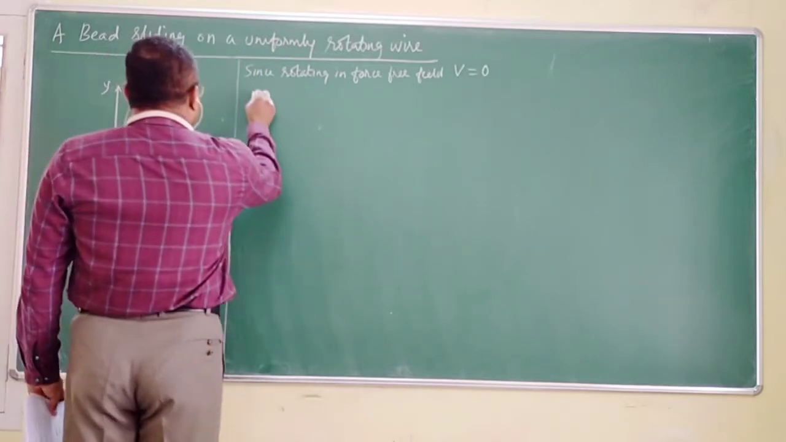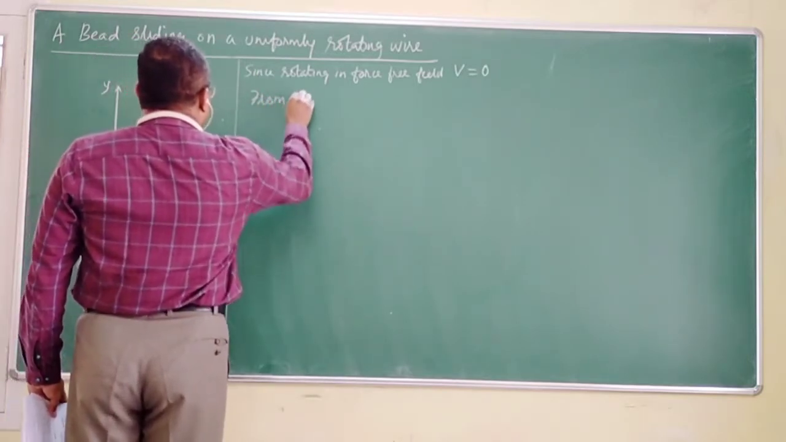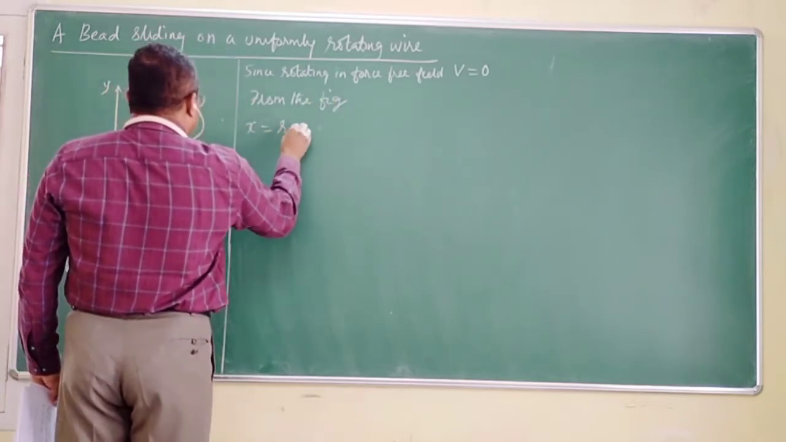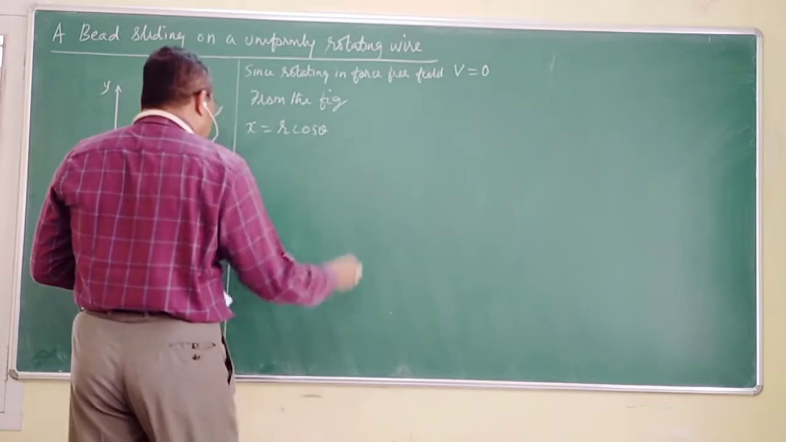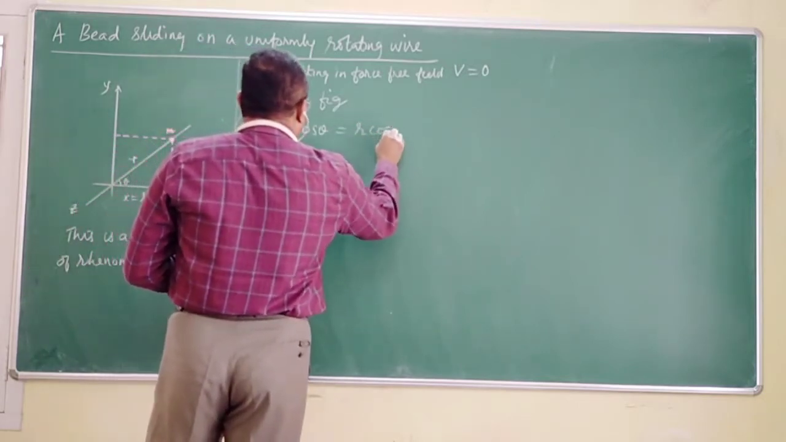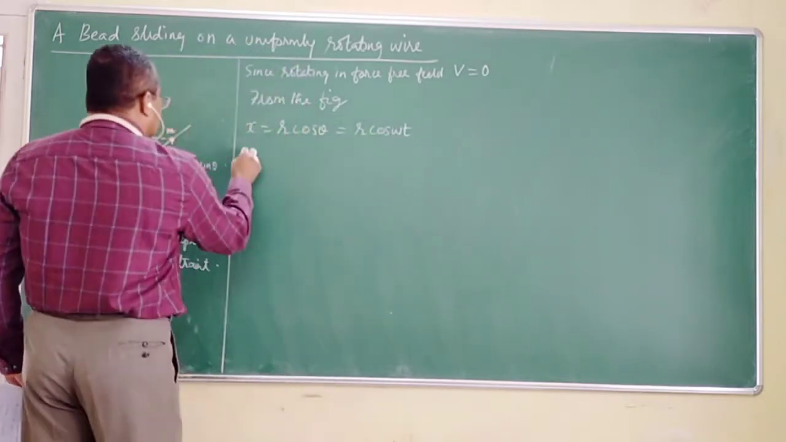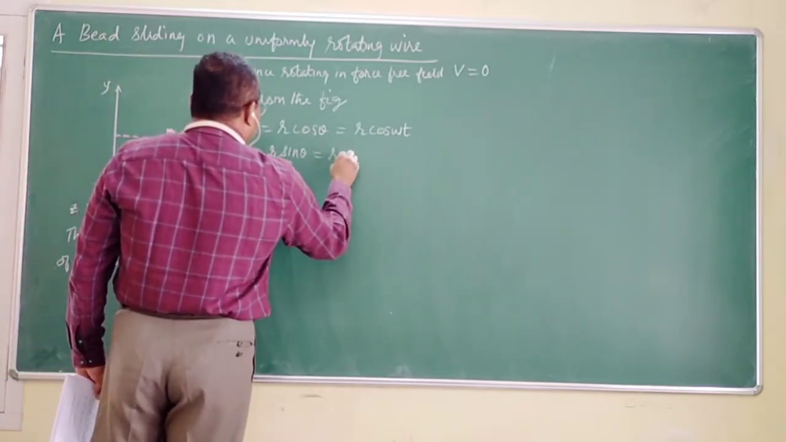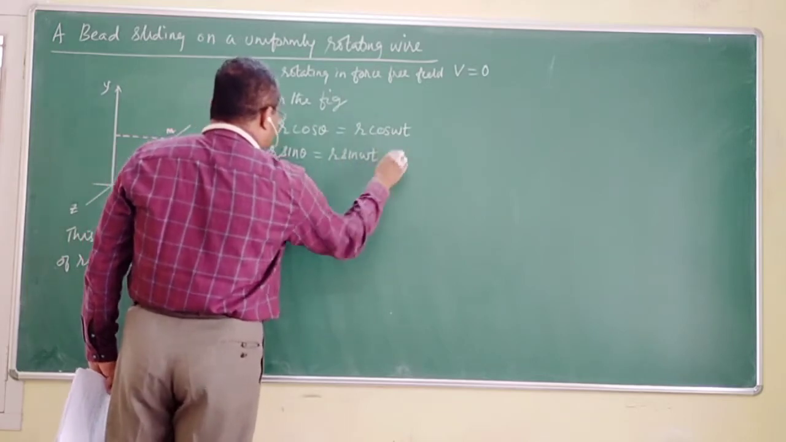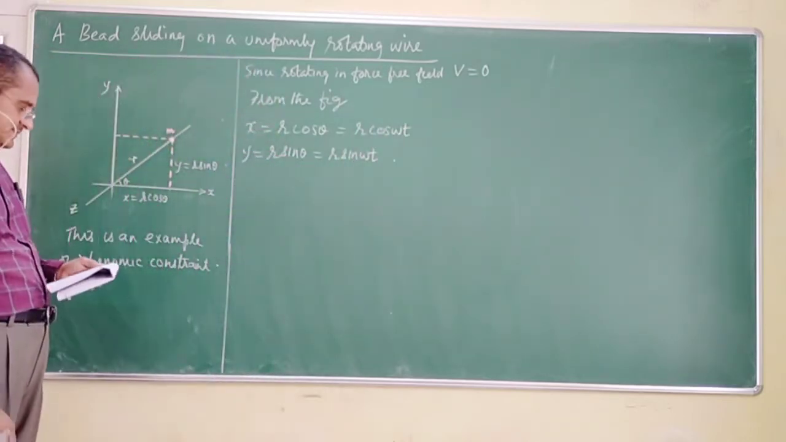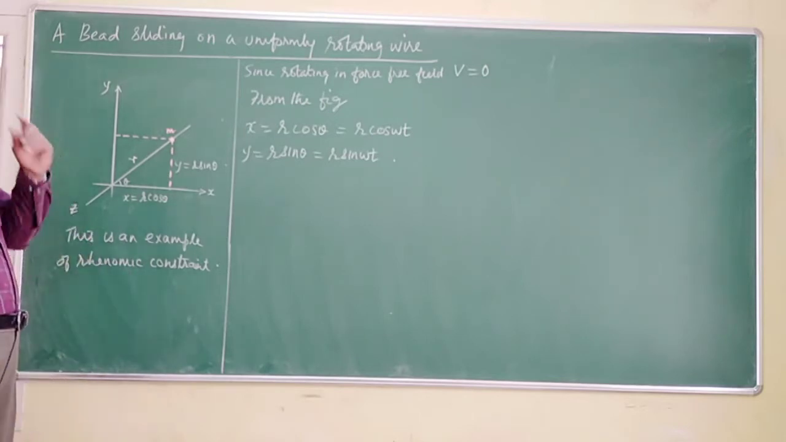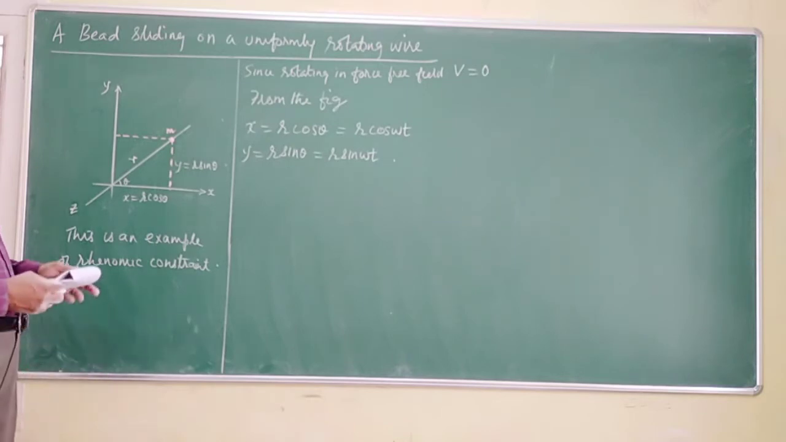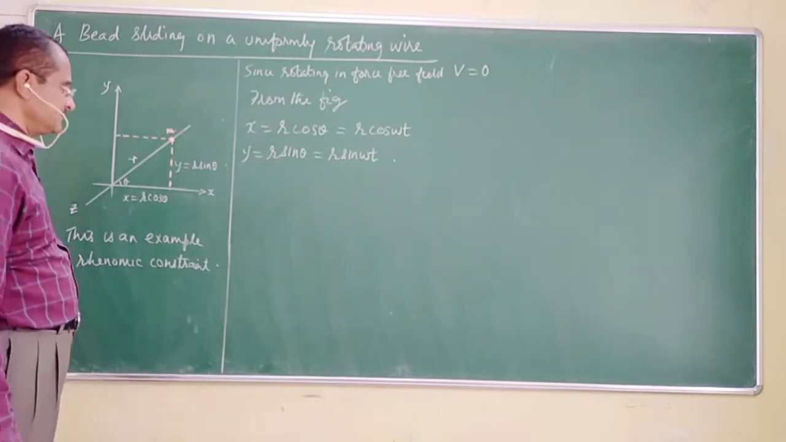Now from the diagram, x is equal to r cos theta, which can also be written as r cos omega t. y is equal to r sin theta, which can be written as r sin omega t. No harm writing like this. Is that okay to you, sir? And obviously, what is omega? Omega is angular velocity.